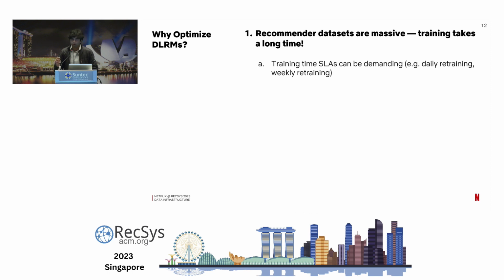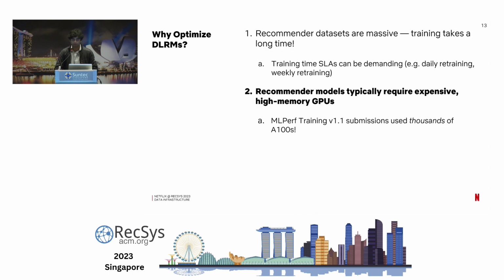And despite all that, we still have to meet fairly restrictive training time SLAs. These models have to be updated on a daily cadence or a weekly cadence, so we need to be able to process and train over these huge datasets within a fairly limiting period of time. So that's one challenge that really motivates us to explore performance optimization for DLRMs.